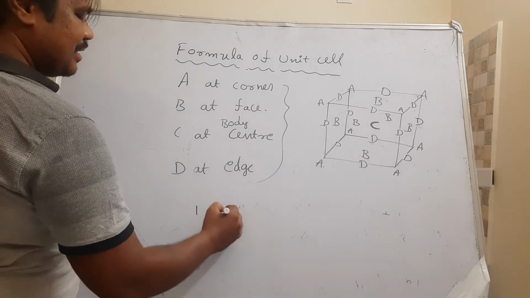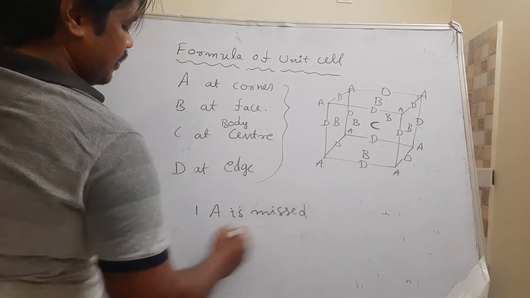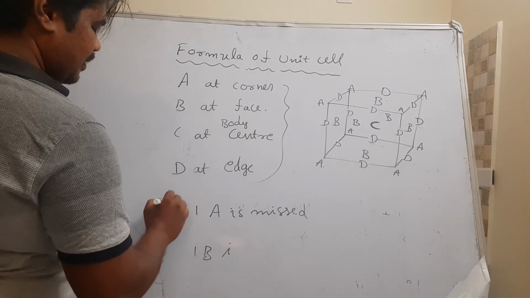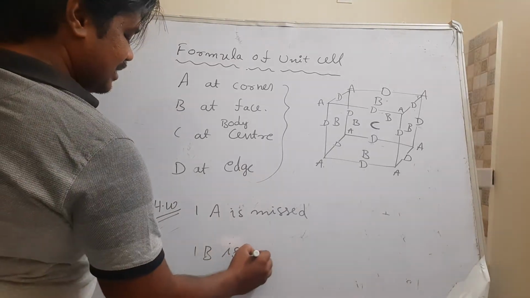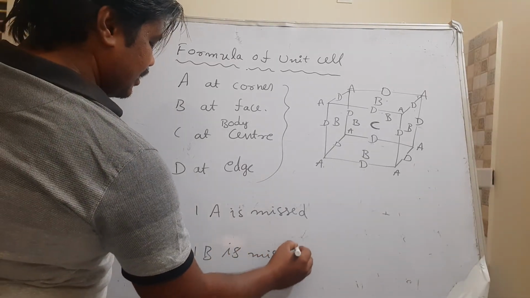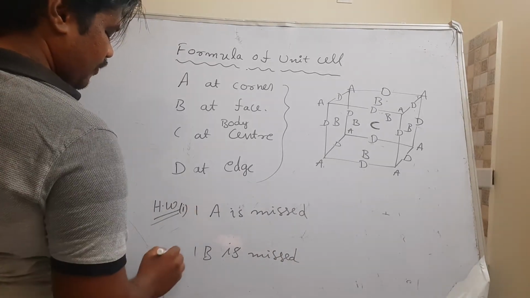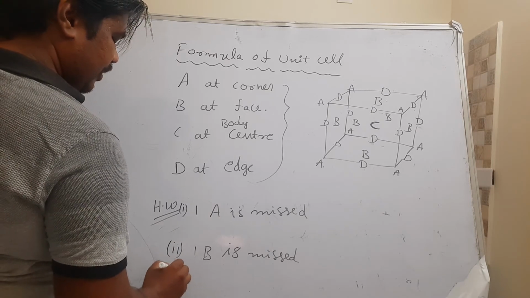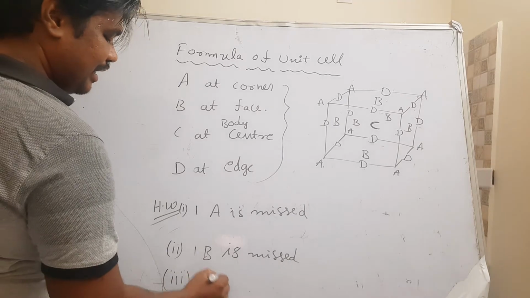1A is missed. 1B is missed. This is the first question, first homework. 1A is missed, what is the formula? 1B is missed, what is the formula? This is question number 1 of homework, this is question number 2 of your homework. I am going to give you question number 3 as homework: 1D is missed.